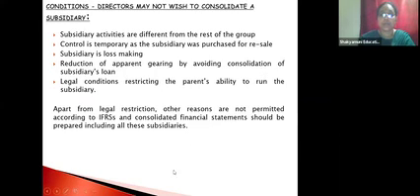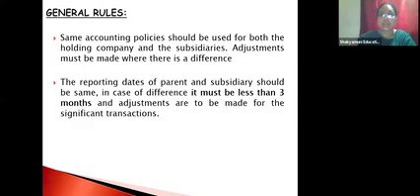Right? So this is about non-consolidation of a company. A subsidiary cannot be consolidated if there are any legal restrictions that prevent the parent from consolidating a subsidiary. Next, other rules. Other rules for consolidation, very important.